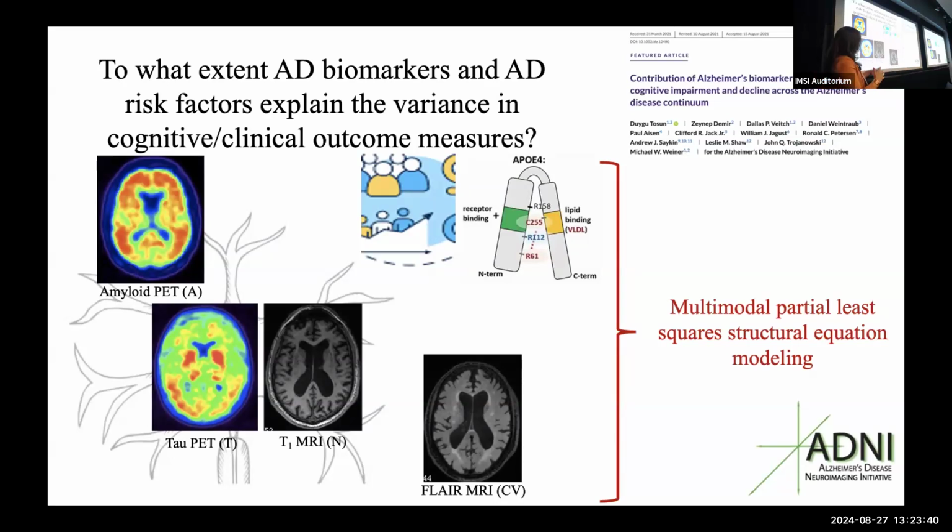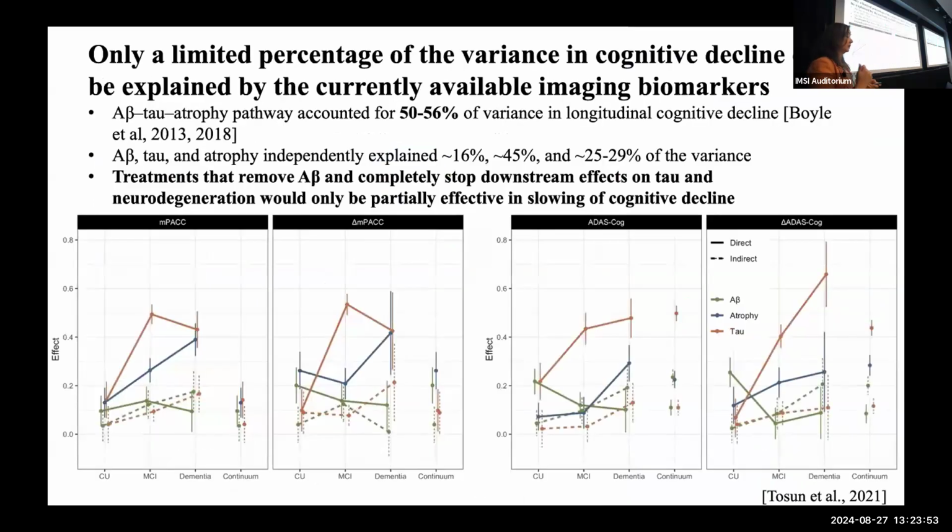And we use lots of imaging data: amyloid and tau PET imaging, MR imaging for neurodegeneration, and FLAIR MR imaging for potentially comorbid cerebrovascular pathology in the brain. And not surprisingly, what we observed was we can only explain a certain percentage of the variance in their cognitive decline with all these, what we call the ATN biomarkers specific to Alzheimer's disease.